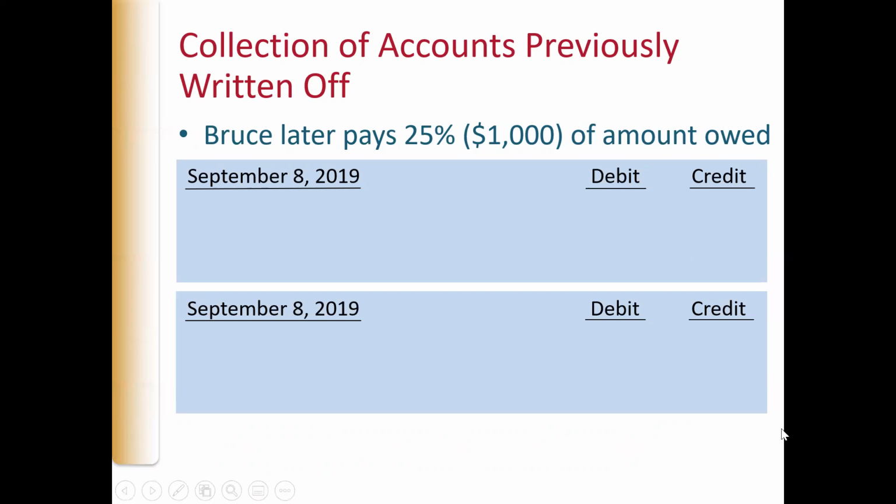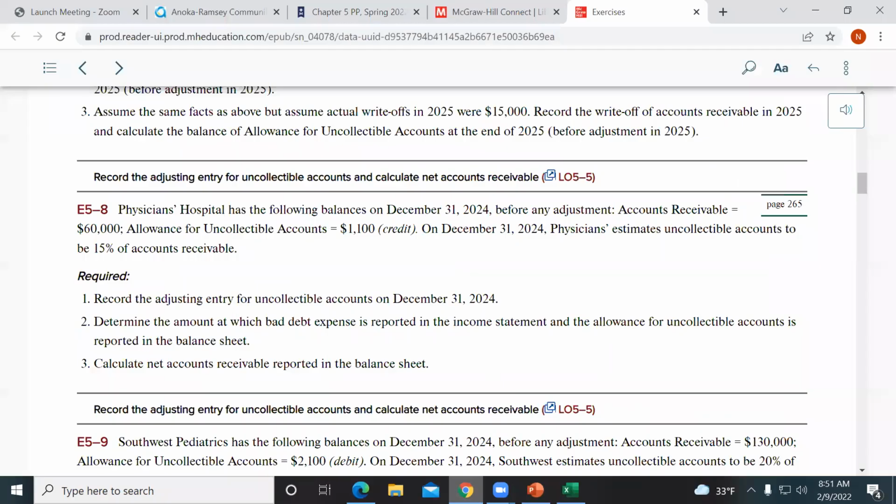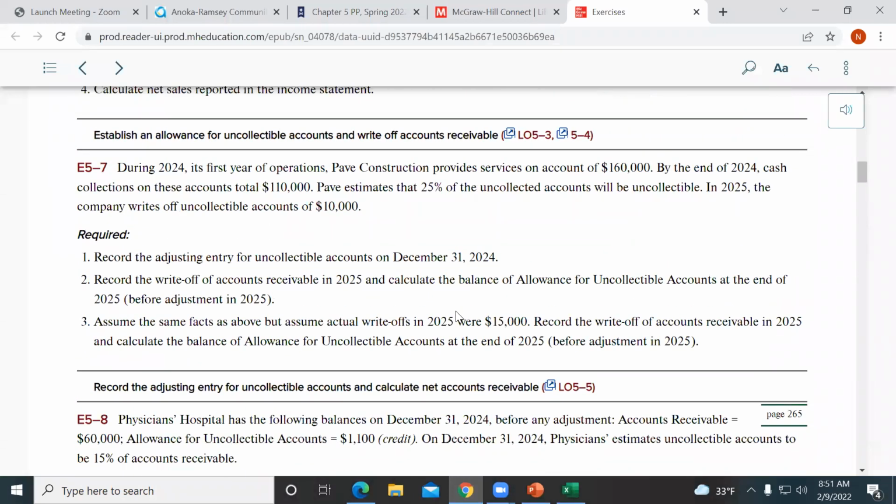Okay, let's now look at a problem. During 2024, in its first year of operation, Pave Construction provides services on account of 160,000. By the end of 2024, cash collections on these accounts total 110,000. Pave estimates that 25% of the uncollected accounts will be uncollectible. In 2025, the company writes off uncollectible accounts of 10,000.